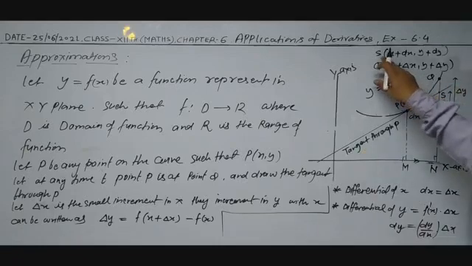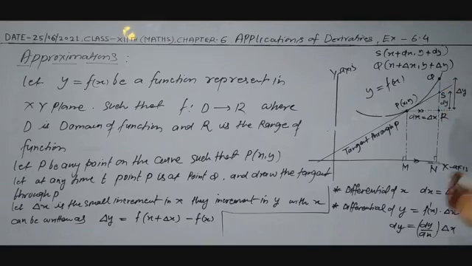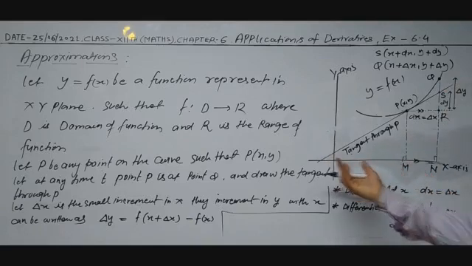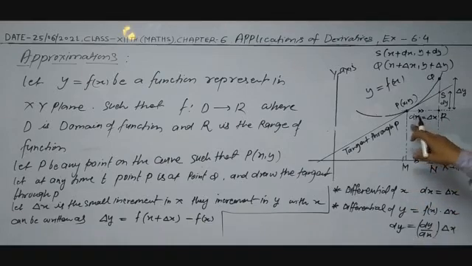We have considered the S coordinate as (x plus dx, y plus dy). So this whole length QR from the figure is del y, and this length SR is dy. When you see the x-axis, MN length is equal to dx, and this is the same as del x. There is no change in dx and del x, so dx is equal to del x.